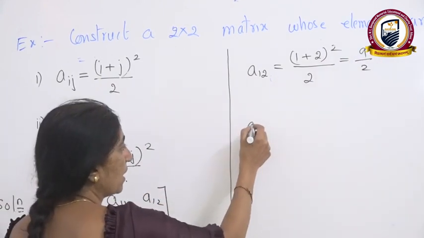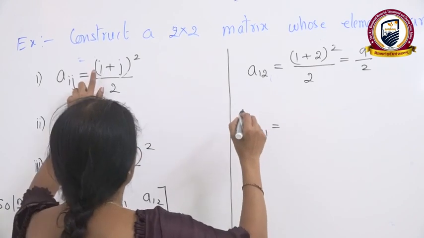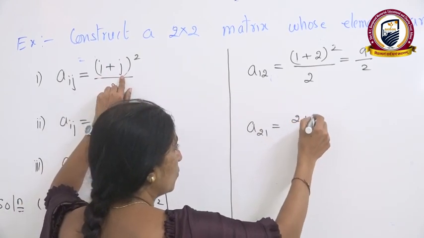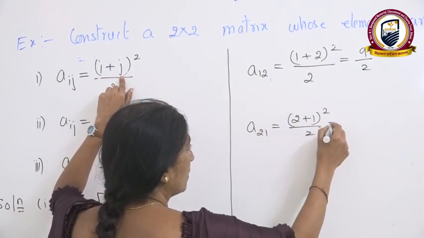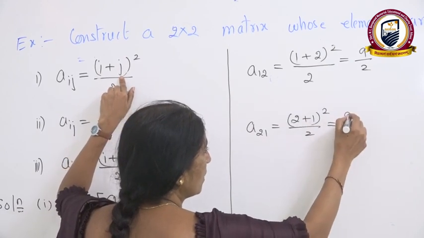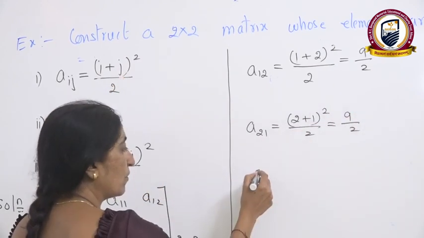Next one is A21. So again, I and J are replaced by 2 and 1. 2 plus 1 is 3. 3 square is 9. 9 by 2. Come to the last one.